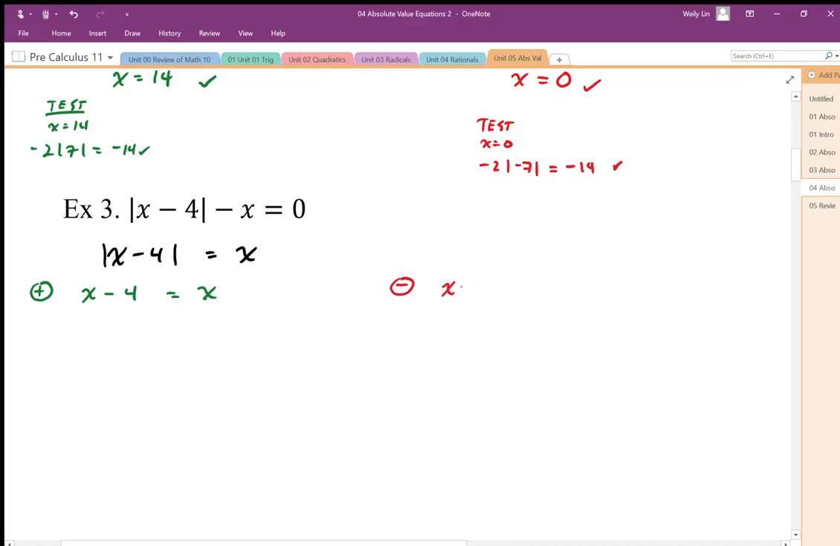So the negative version is when x minus 4 equals the opposite of the x over here. Okay. So those are our two scenarios that we have to account for. Solving this, we end up with -4 equals 0, because I take away x from both sides. Well, is -4 ever equal to 0? No. So this is no solution.